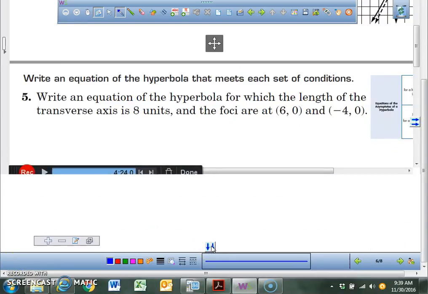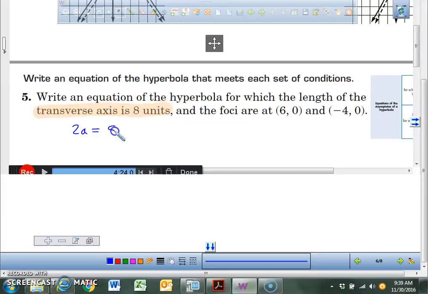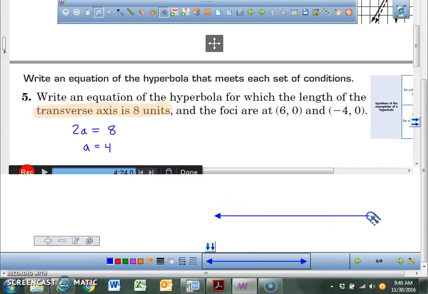All right, number 5, everybody. It says, write an equation of the hyperbola for which the length of the transverse axis is 8 units. I want you to highlight or underline this. By the way, the transverse axis is always equal to 2 times a. So 2 times a is going to be equal to 8 units, which means our a value has to equal 4.